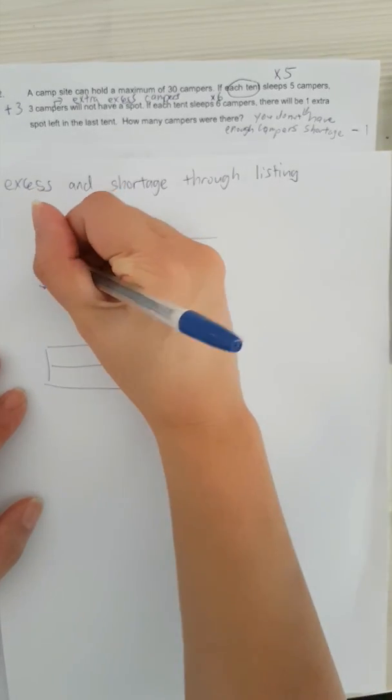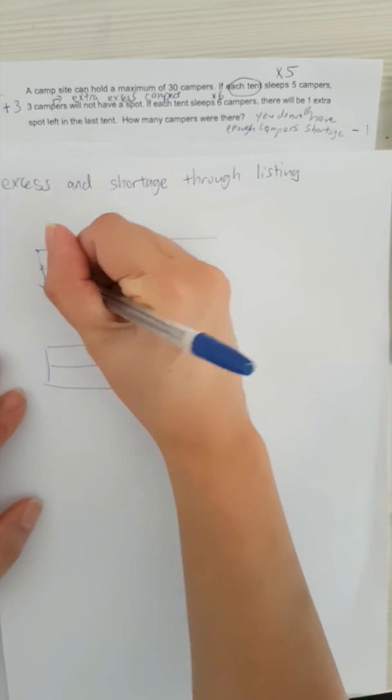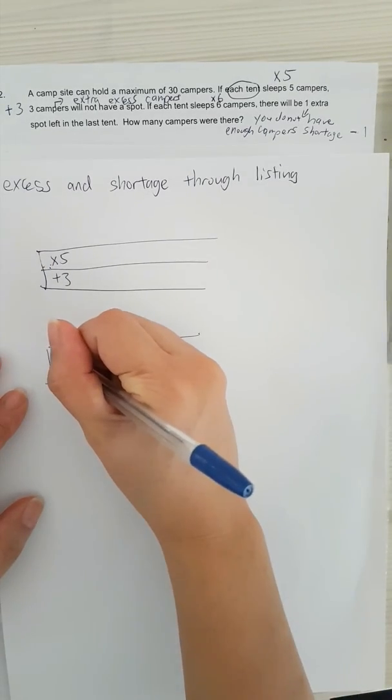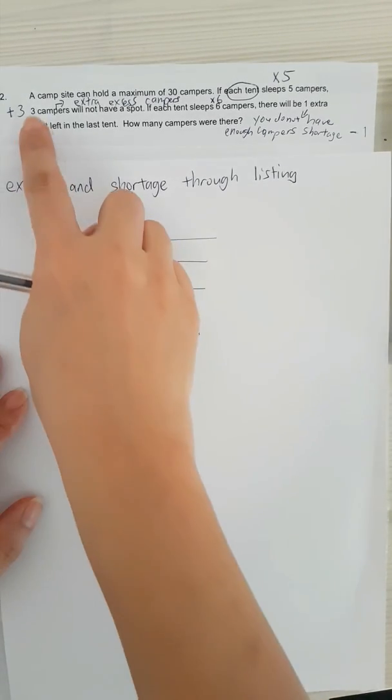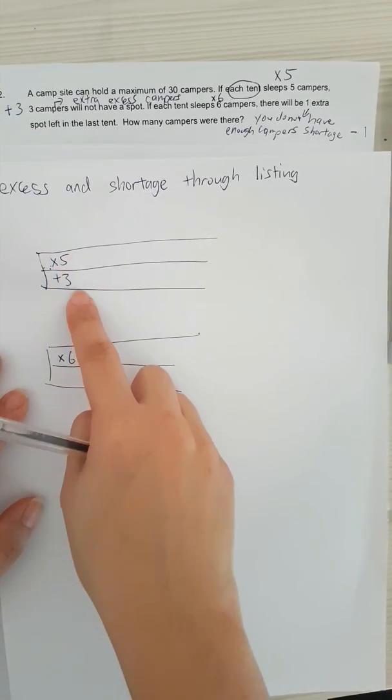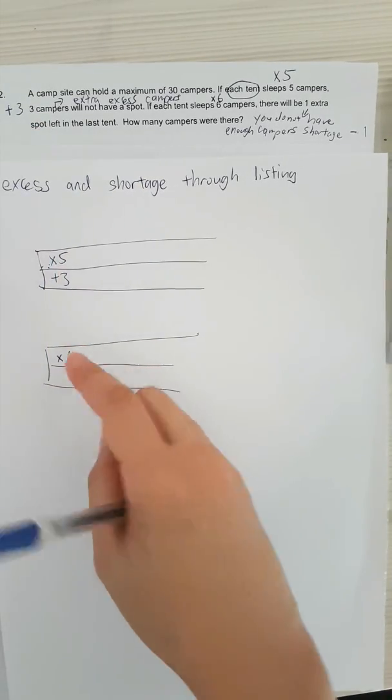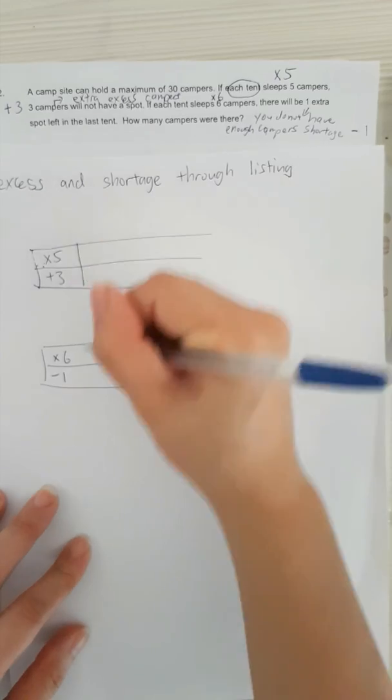So first, you put the first rule, times 5. The second one will be your times 6. So this is your first set, times 5 plus 3. The second set will be times 6 minus 1. So these are your rules.